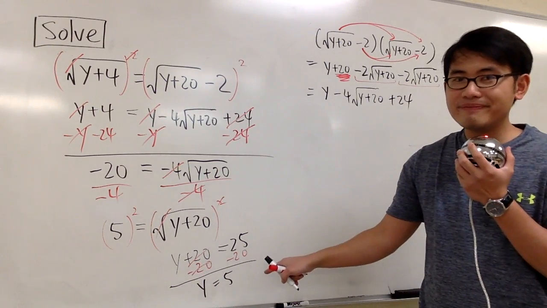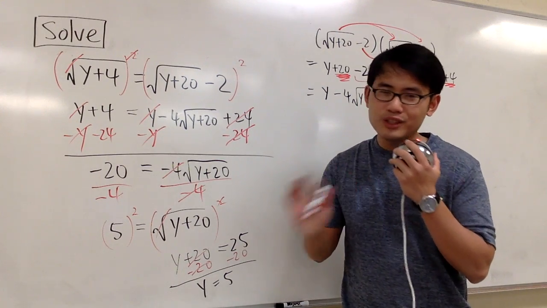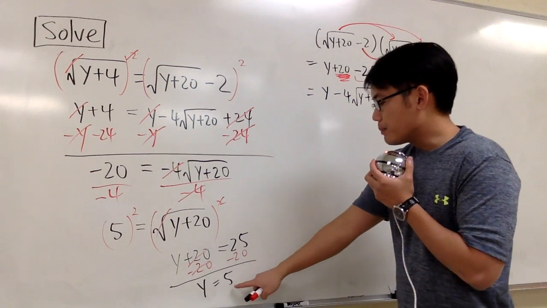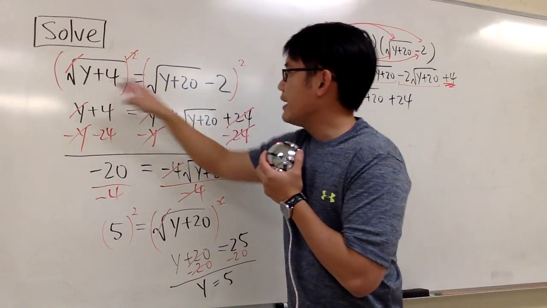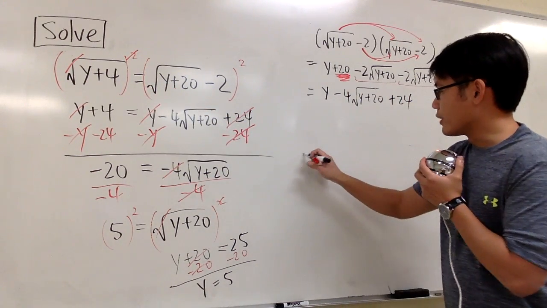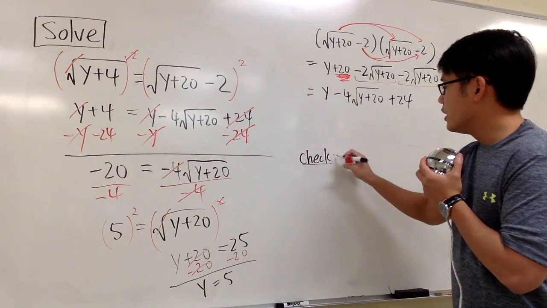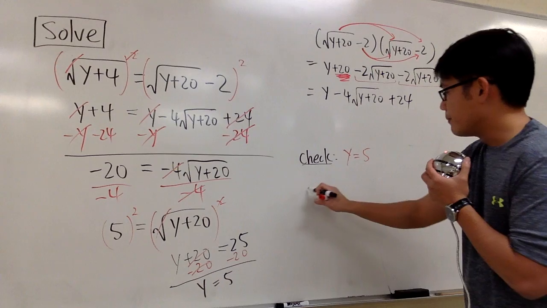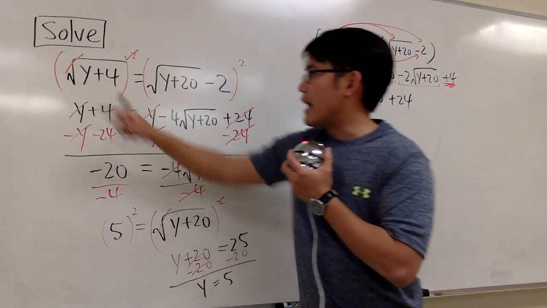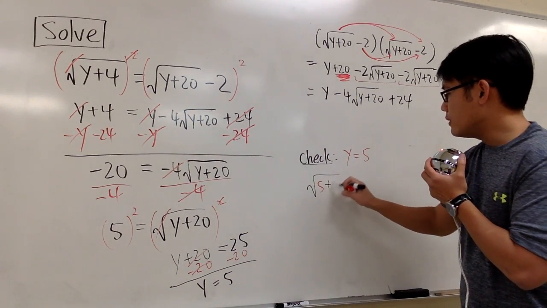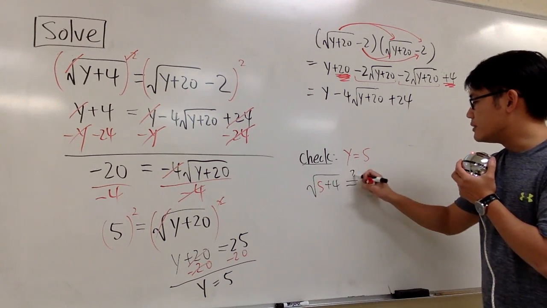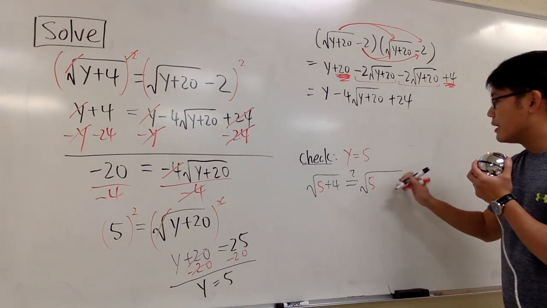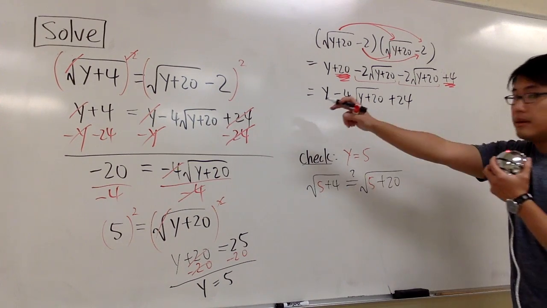But is that the answer? We don't know until we check it. And it's always a good habit, especially when we are dealing with square root equations. So plugging 5 into this y and into that y to see if it will work or not. So this is just going to be a quick check. If y is equal to 5, does it work or not? So square root of y, which is 5, and then we have the plus 4. Do we get the same thing if we plug in y into here? Square root of y, which is 5, and then plus 20, and then minus 2.